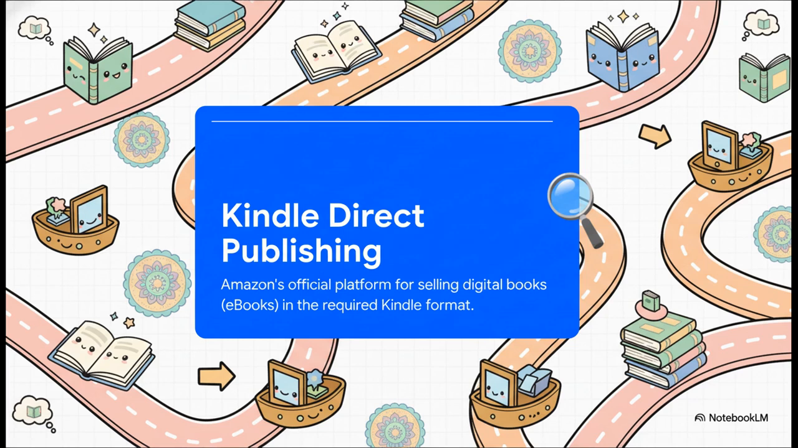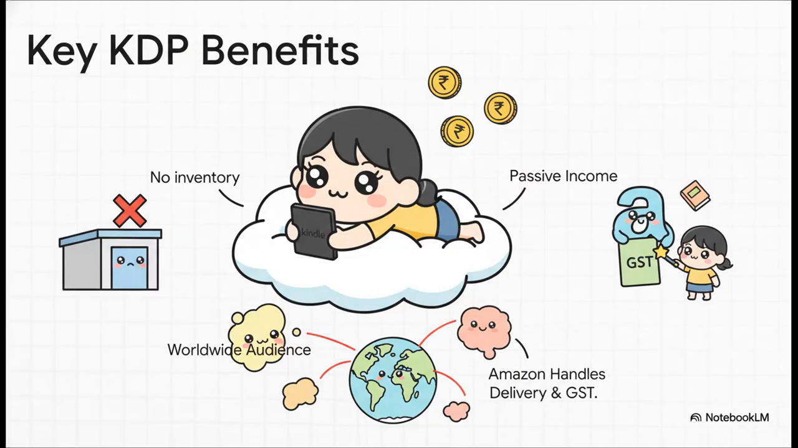It is the official superhighway for selling digital books, guides, and any kind of text-based educational content directly to millions and millions of Kindle readers all over the world. And the benefits here are huge. We're talking zero inventory, zero shipping, ever. You get instant access to a global audience. It can become a true source of passive income, and maybe best of all, Amazon handles the entire digital delivery and even deals with the GST complexities for you.